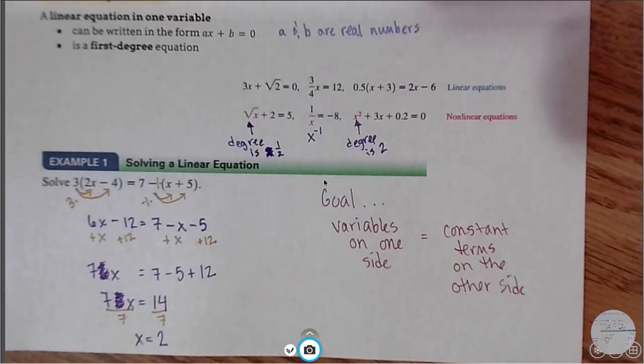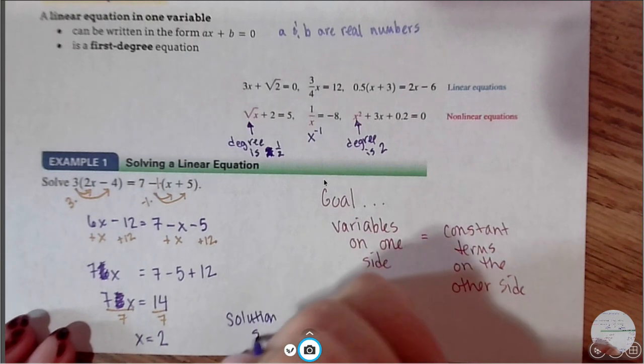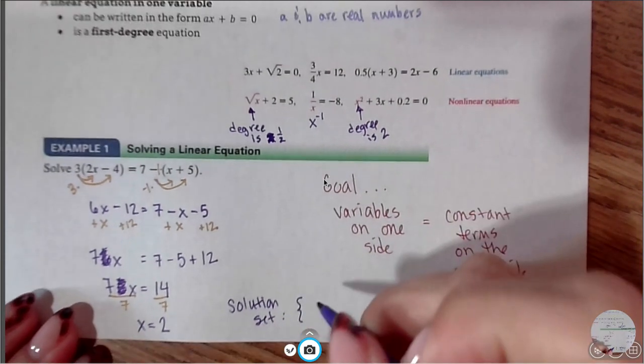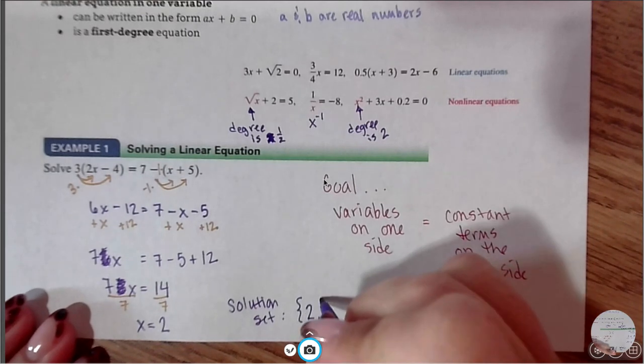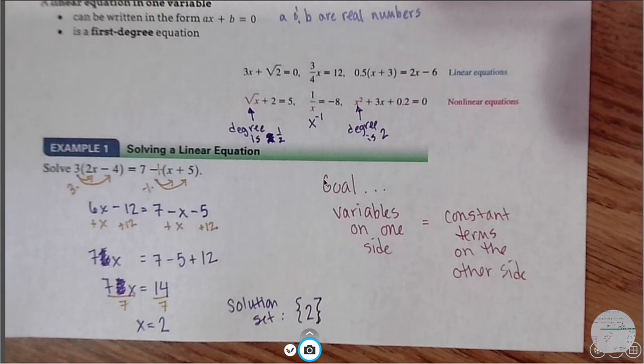So if they're asking me to write that in a solution set, the solution set here would just be that curly brace and then the number 2. I don't need a comma because there's only one number. So that's our solution set.